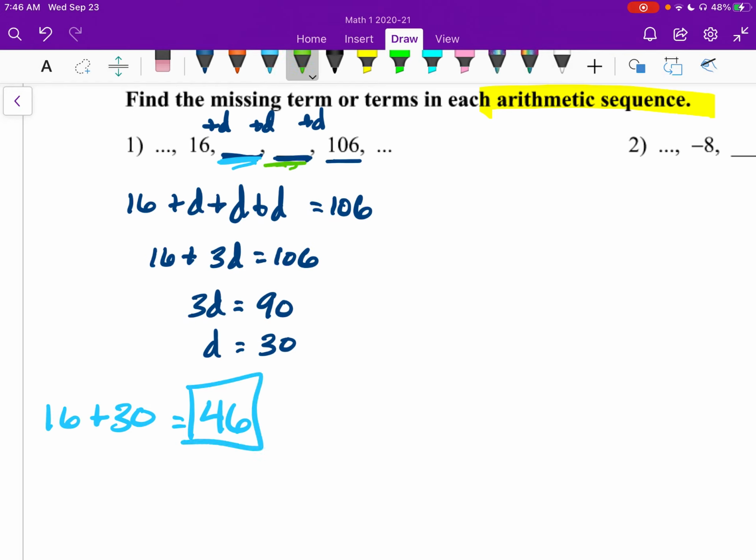To get my second blank, I take 46 plus D. Well, I'll just plug in what D is. D is 30, and I get, what is that, 4, 5, 6, 7, 76. And I get 76. All right, same process, just a little bit longer.